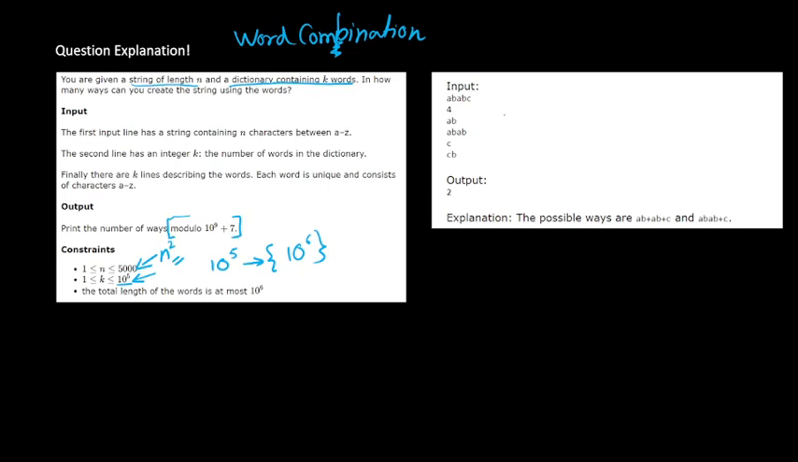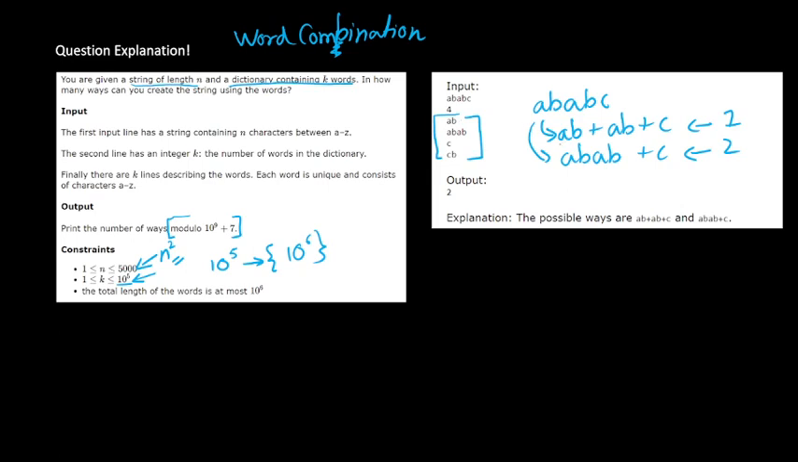So now understanding the statement, suppose we are given A, B, C like over here, and these are the words in the dictionary. In how many ways can we combine these? We can use a single word any number of times. For example, as it is given over here, we can make AB plus AB plus C. So this is one way to make ABABC. The other way is A, B, A, B plus C. This is the second way of making this word.